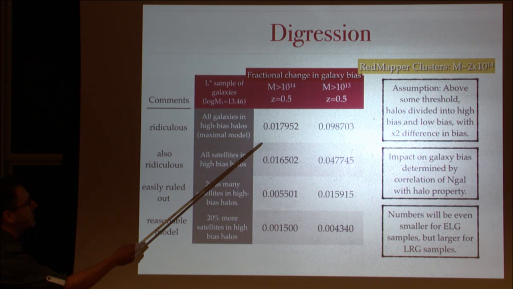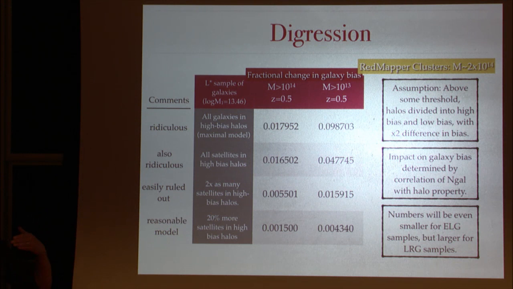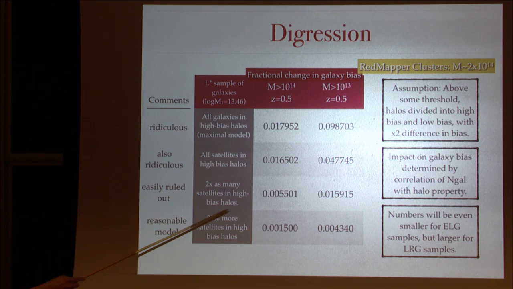Now, if you assume a more extreme model of assembly bias where this factor of two effect goes all the way down to 10 to the 13 solar masses, which I think is a pretty extreme model, that's a much bigger effect, almost 10%. But remember, this is the ridiculous model with entire avoidance of the galaxies away from the low bias clusters. If you say it's just the satellites, because it's ridiculous to say there aren't any central galaxies in cluster-sized halos, so there are centrals but no satellites in the low bias halos, it's a marginal effect. And with the extended assembly bias, it's down to 5%. This is also ridiculous.